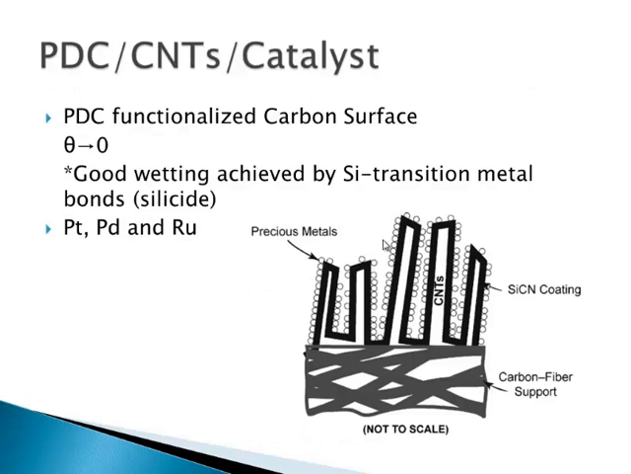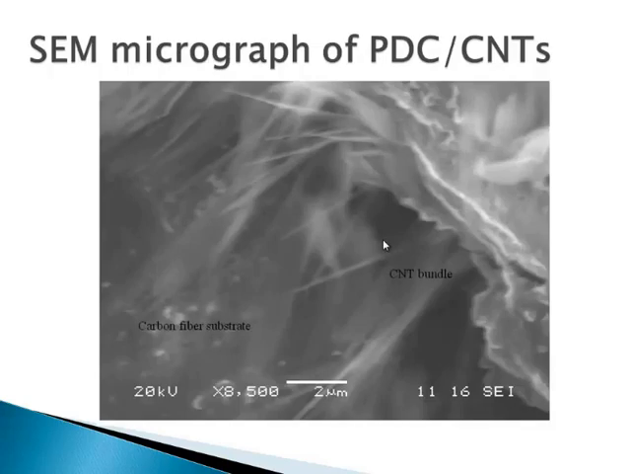So as you can see, this is a sketch of how it works. We have the carbon fiber substrate, we have carbon nanotubes, we have a ceramic layer, let's say monolayer, and then we have also a monolayer of precious material, catalyst basically. So it is a kind of sandwich structure. Here you can see clearly that we are growing carbon nanotubes on the carbon substrate.